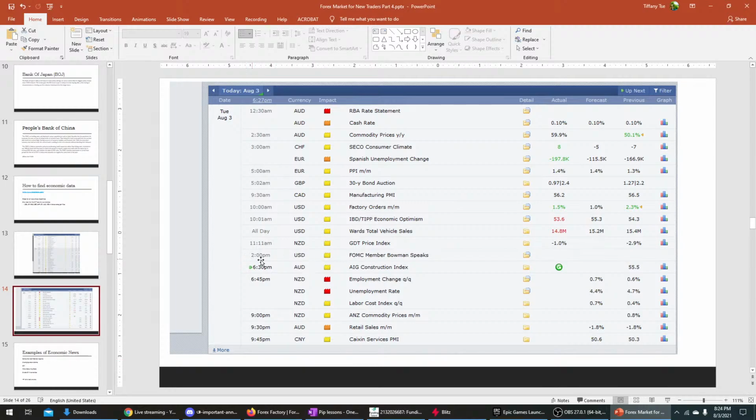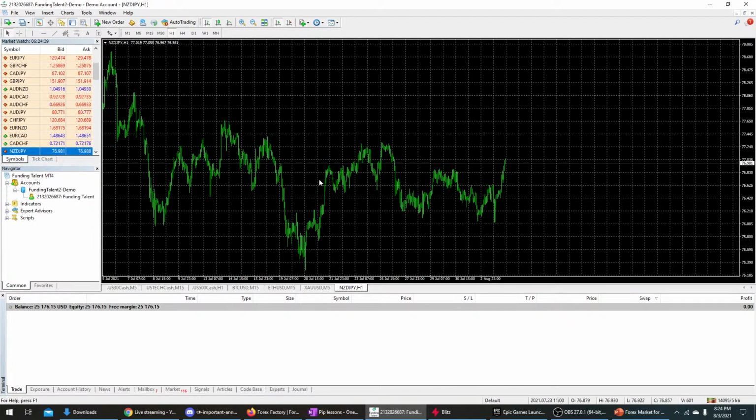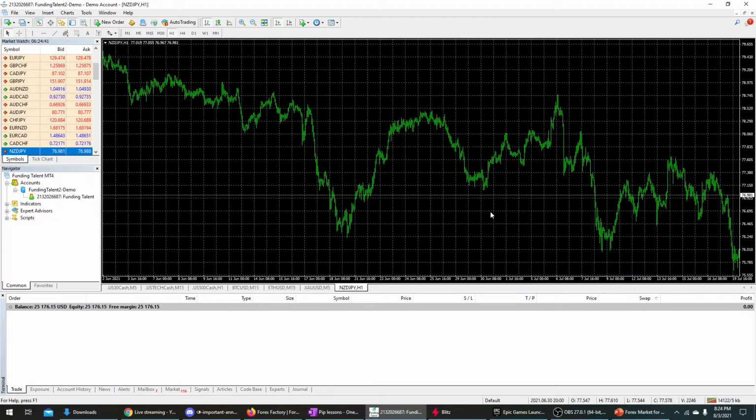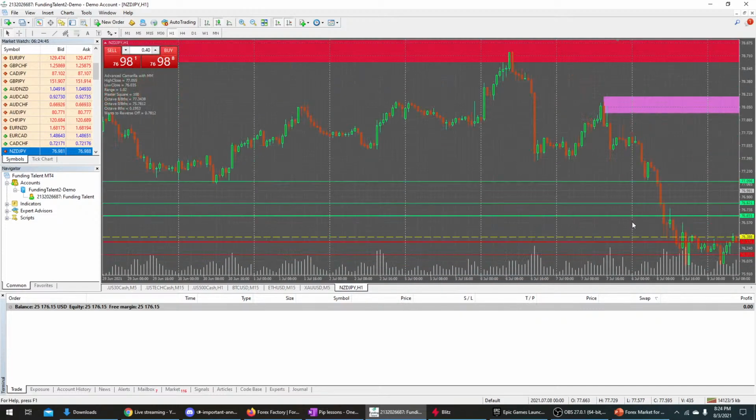So we have today, Bowman spoke today. AIG Construction Index. This is the New Zealand dollar, so that's really important for the New Zealand dollar. If we look at the New Zealand dollar for a bit, let's just do one random one. We're just going to do NZD/JPY, and then see what happened to it.